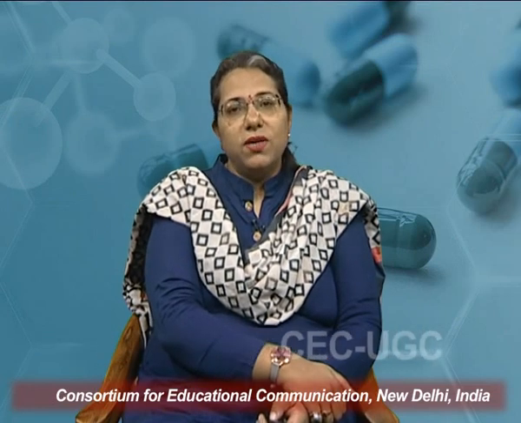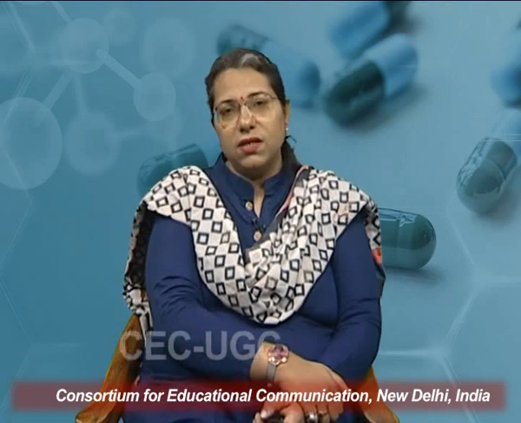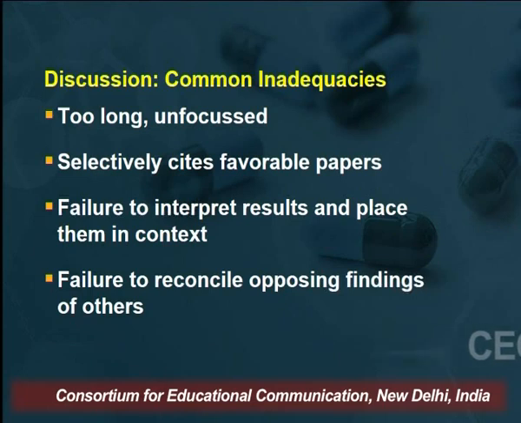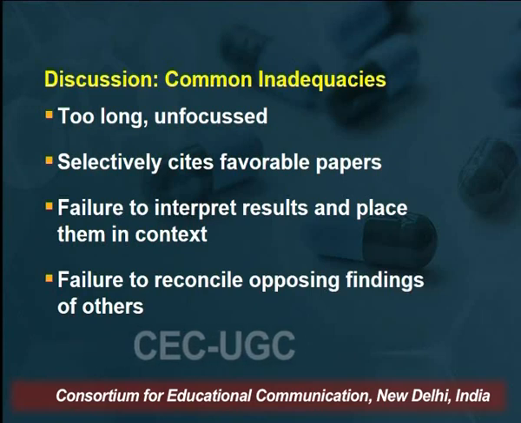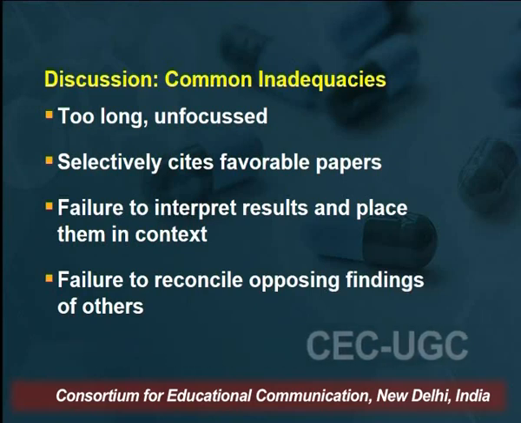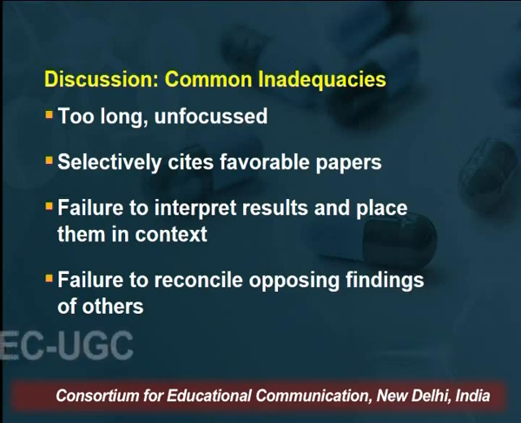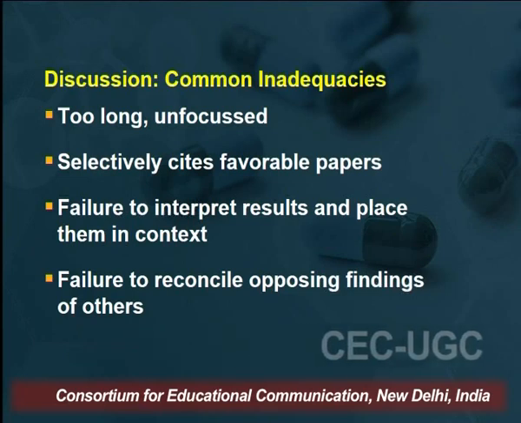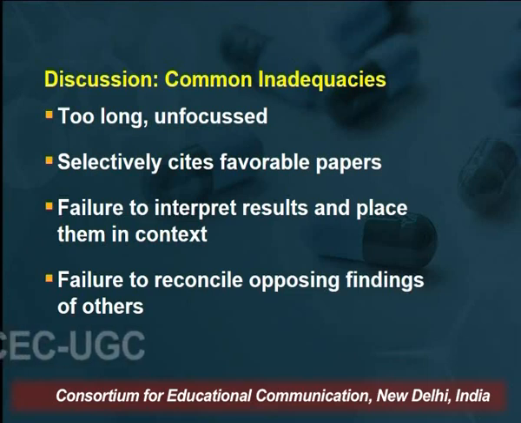And then the failure to interpret results and place them in context. Actually, story making is very important in the discussion section, where you interpret the results and put them into a context so that they can be seen as useful study results. And failure to reconcile opposing findings of others, which I already mentioned. Even if you have studies which oppose your findings, you need to reconcile them, you have to discuss why they got the opposite results.